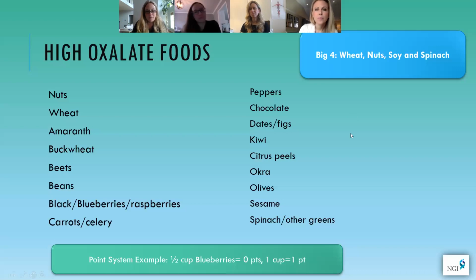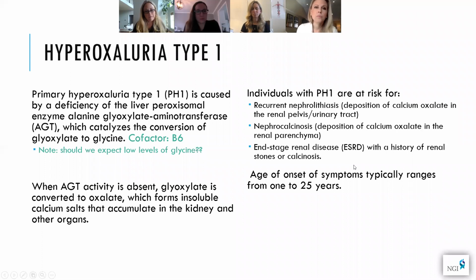So we're going to move along here and talk about what exactly hyperoxaluria is. This is more of the scientific approach, the genetic approach. We're really looking at an enzyme here. It's called glyoxylate aminotransferase. This is an enzyme in your liver, and this catalyzes the conversion of something called glyoxylate to glycine. This does have a cofactor of vitamin B6.